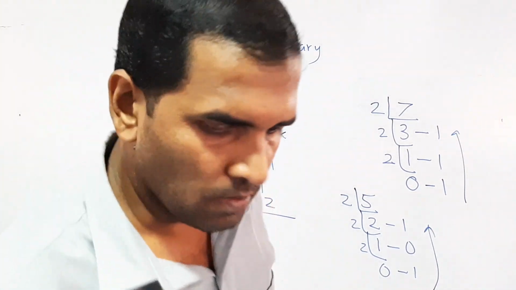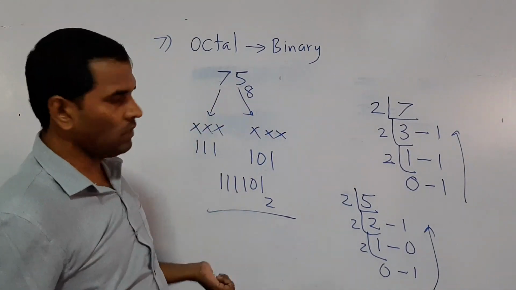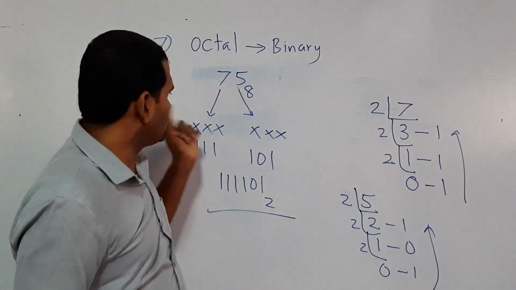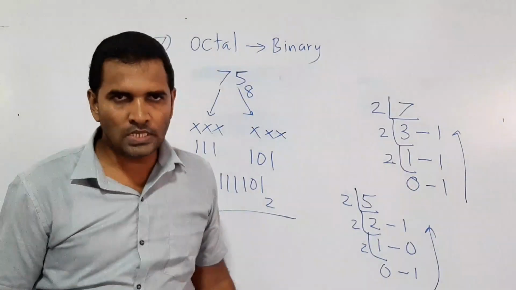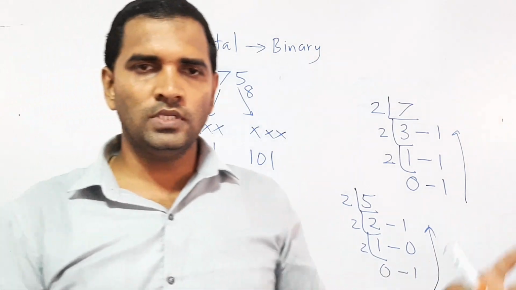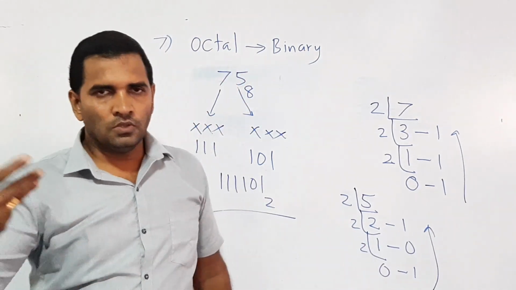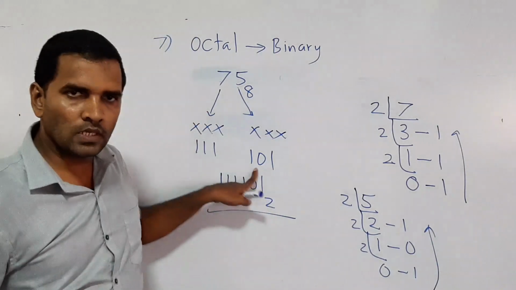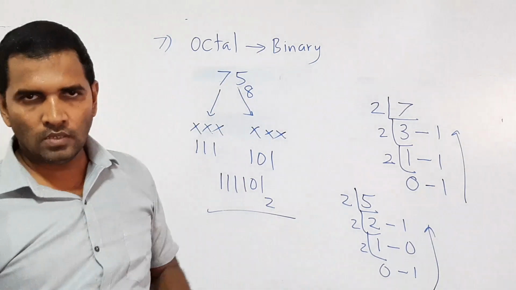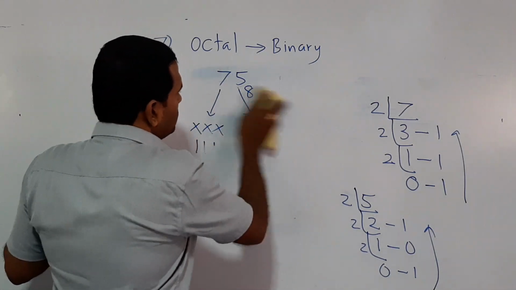Let's take another example, because here you don't have any issue, because in both groups you have three bits. So there is no issue, you just write them together. But sometimes you may have 2 digits here, you may have 1 digit there. So there may be some issue. Let's see how to solve such things.